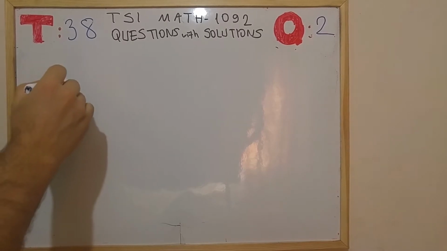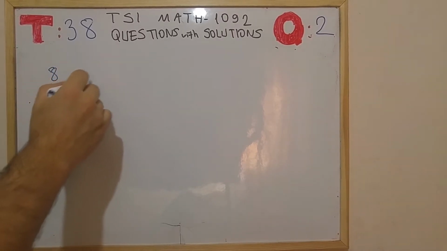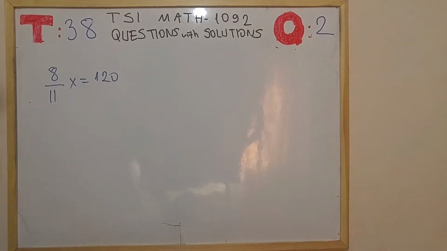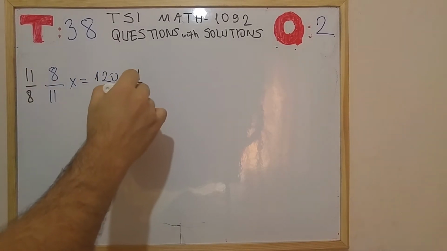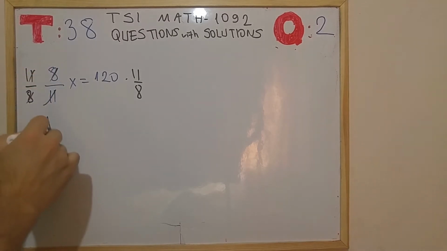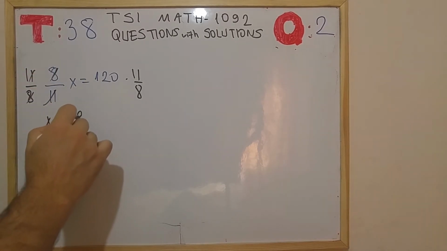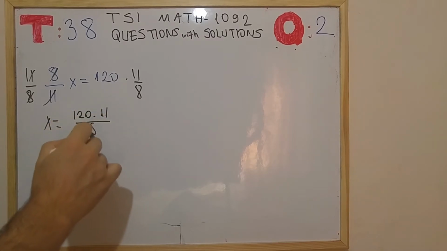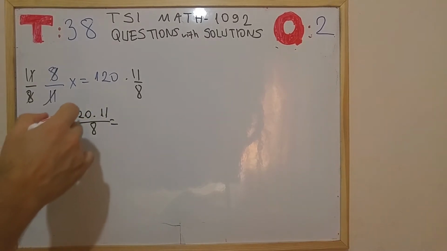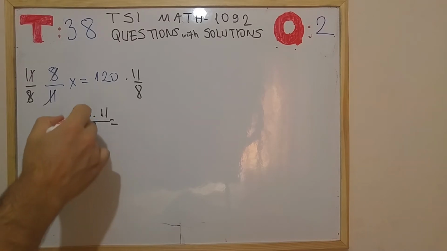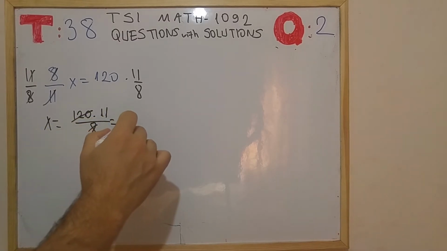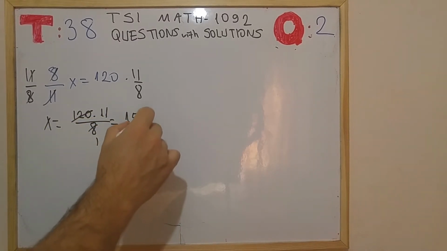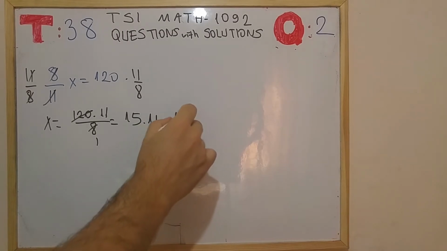8/11 of a number, let's call that number x, is equal to 120, and we're supposed to find this number out. So what we need to do is to multiply each side by 11/8, so that x is left alone, and x is equal to 120 times 11/8. When we divide 120 by 8, that's going to be 15. So I have 15 times 11, which is equal to 165.